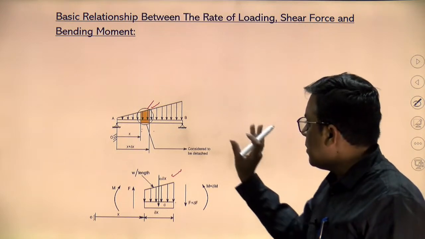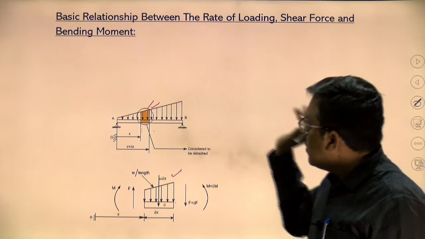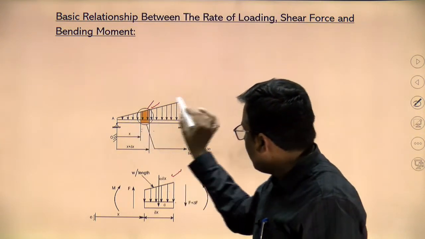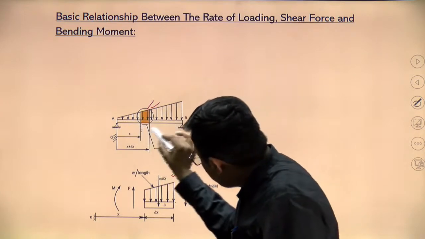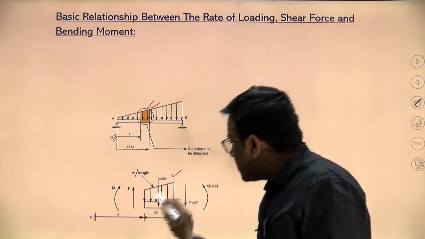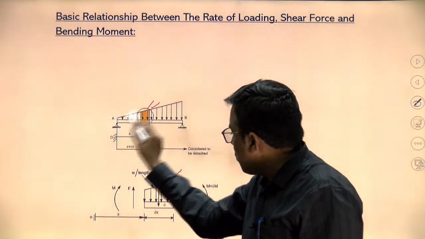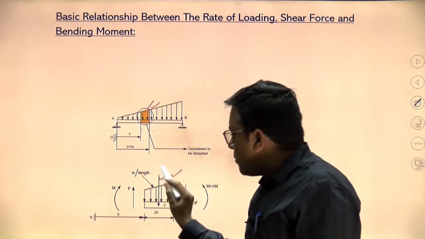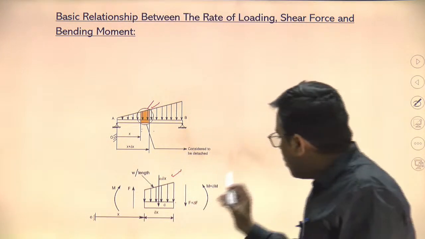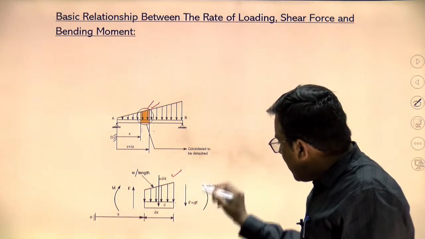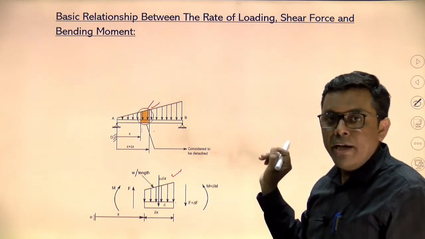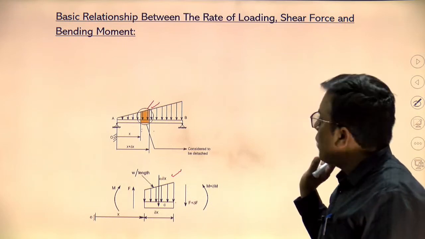Now I hope the diagram is clear. For finding out the relation between shear force and bending moment, I am considering a variable load in which a very small element of dx length has been considered, which is at x distance from the origin, or from point A. On the left side of this dx element, F is the shear force and M is the bending moment. On the right side, F plus delta F is the shear force and M plus delta M is the bending moment.